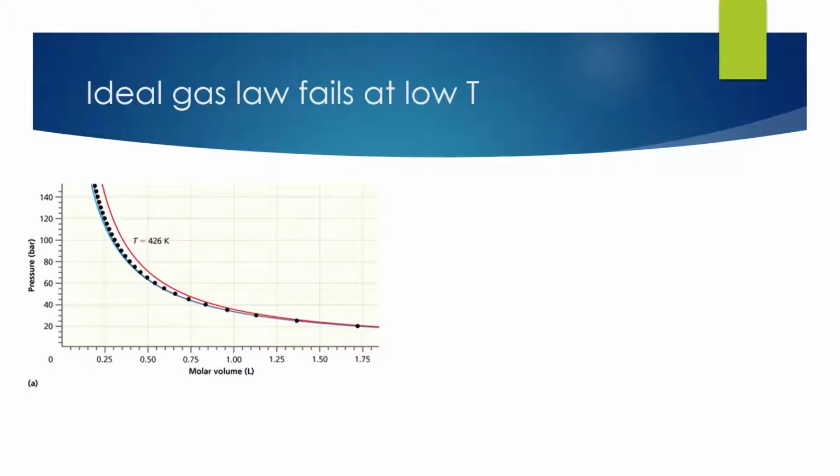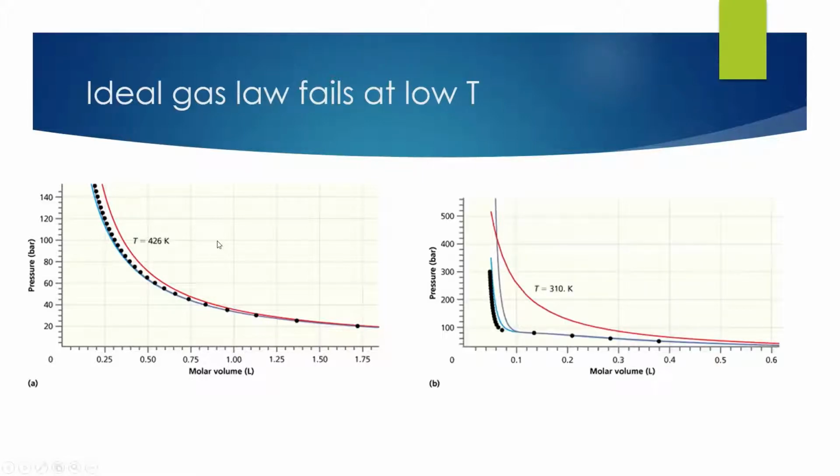So you can see this curve here at 426 Kelvin for a particular gas. The ideal gas law does a pretty good job, in red, at describing the experimental data in black. As we get to low temperatures, though, that begins to not be the case. So in blue and purple are a couple of our real gas equations, and you can see that the blue one does a pretty good job, while the purple is okay. And the ideal gas law totally breaks down at 310 Kelvin.